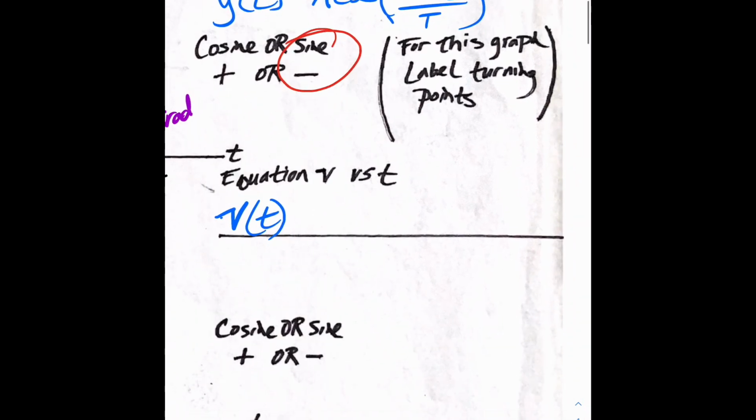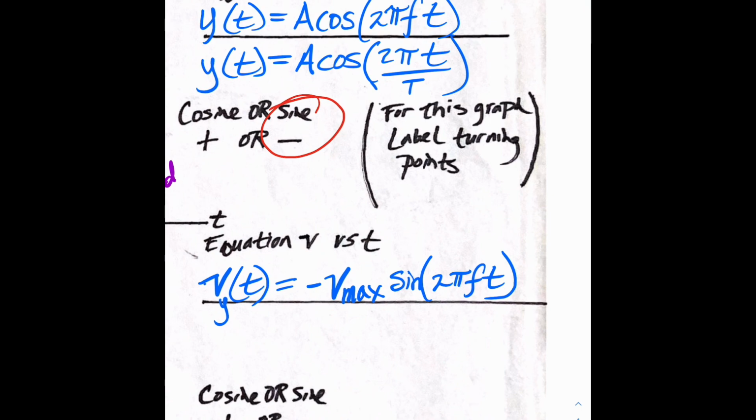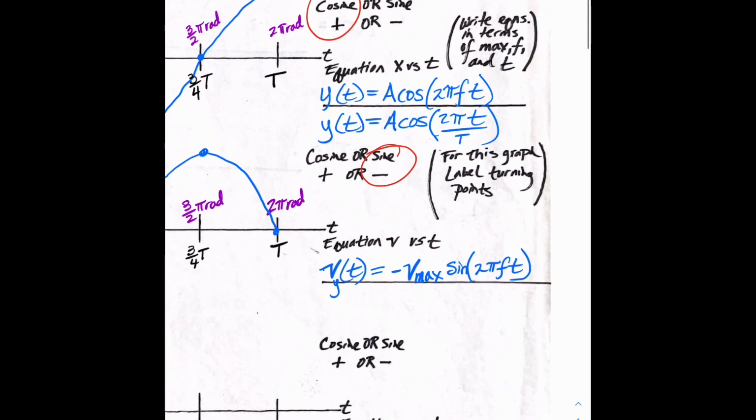And we'll call this Vy of t. We really don't care about the x direction right now, but it could be the x direction for another object moving left and right instead of up and down. So it's not a huge deal. Vy of t is equal to negative V max. Notice the negative sign, because this is an upside down or a negative sine wave, times the sine of 2 pi ft. And we know that 2 pi ft could have been written 2 pi t over the period, like we did up there, but we're not too concerned with that.